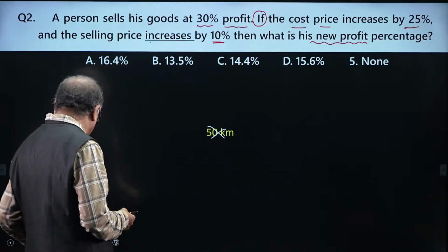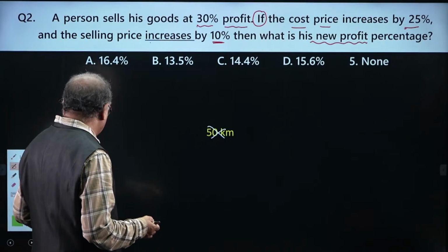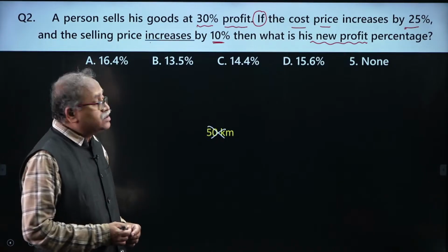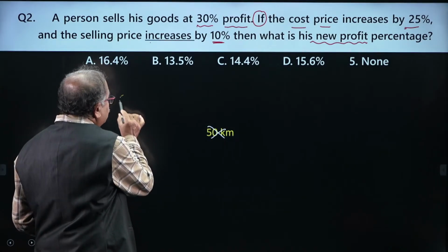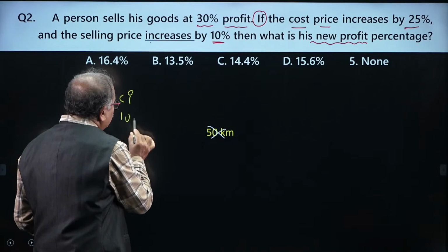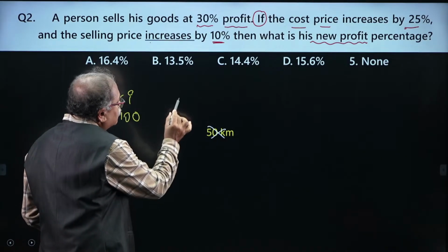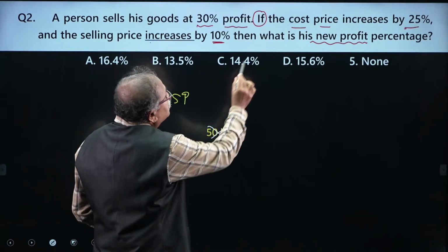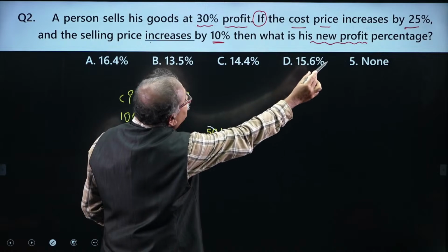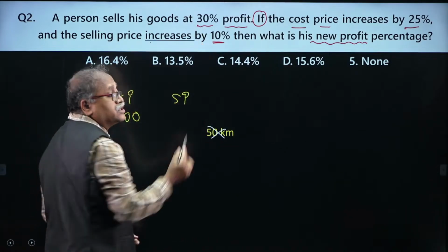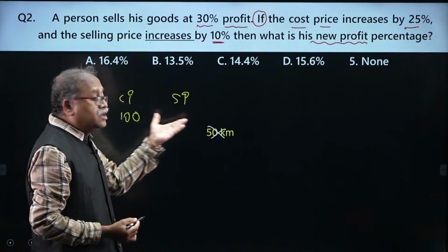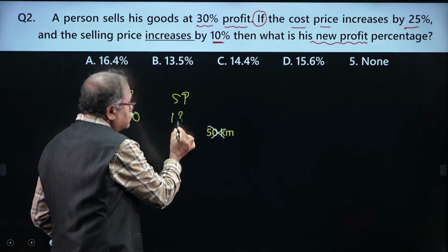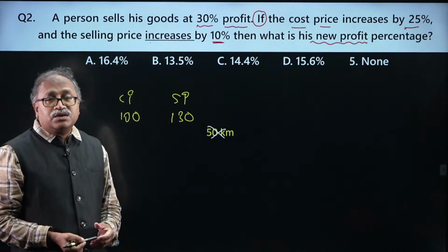So, look at the way the question is to be answered. Here, if the cost price is 100, what will be the selling price? It is said that there is a 30% profit in the initial stage. So, the selling price will be 130. This is case 1.